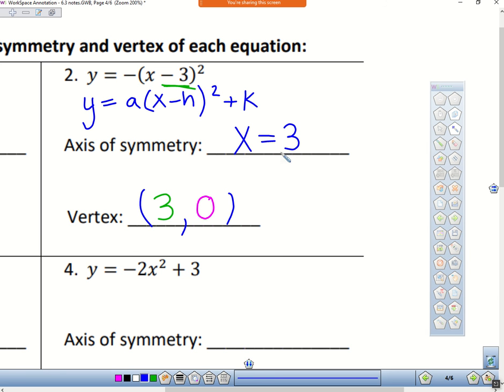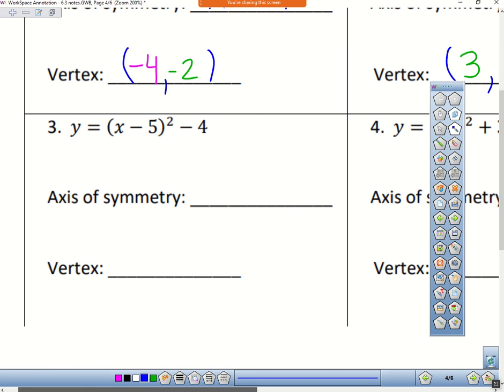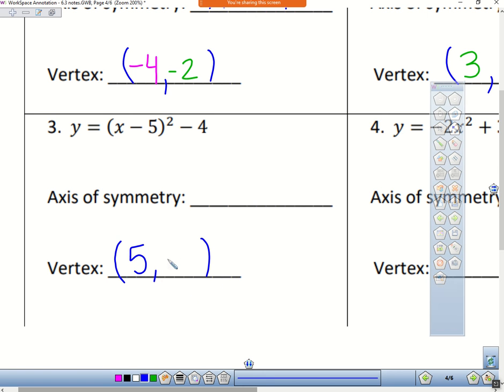Are we good to move on to example 3? I did number 3. You did number 3? Good. Do you want to share with us what you got on number 3? What'd you get for the vertex? I got 5 and 4. Good. 5 and 4? Wouldn't it be 5 and negative 4?